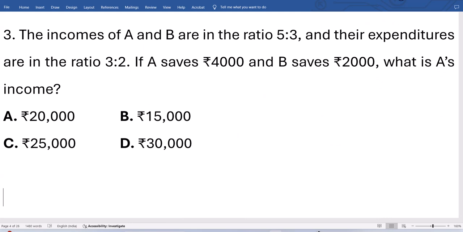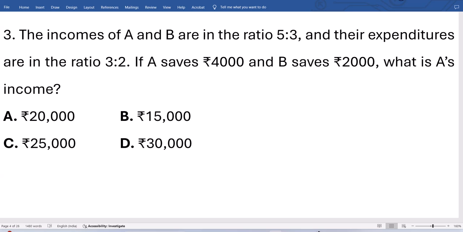The incomes of A and B are in the ratio 5 to 3. Expenditures are in the ratio 3 to 2. Savings are 4,000 and 2,000. What is A's income? I'll give time, everyone try. I'll give two methods to solve this question: the regular method, and the other one a shortcut. Everyone give a try for this.